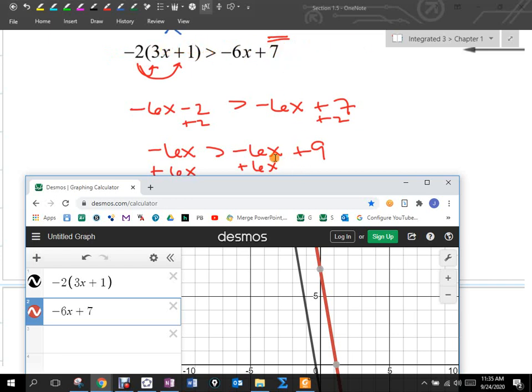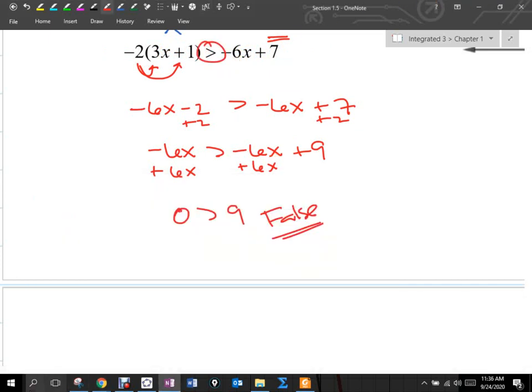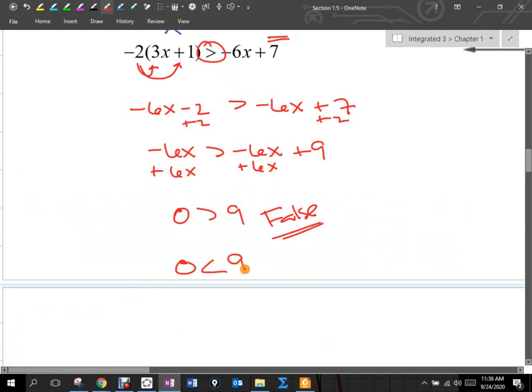Okay. If I ask the question, if this was flipped, if that was less than, you would have this statement: 0 is less than 9. What does that mean? That's true. So then all real numbers are your solutions there. Okay. Let's stop there.